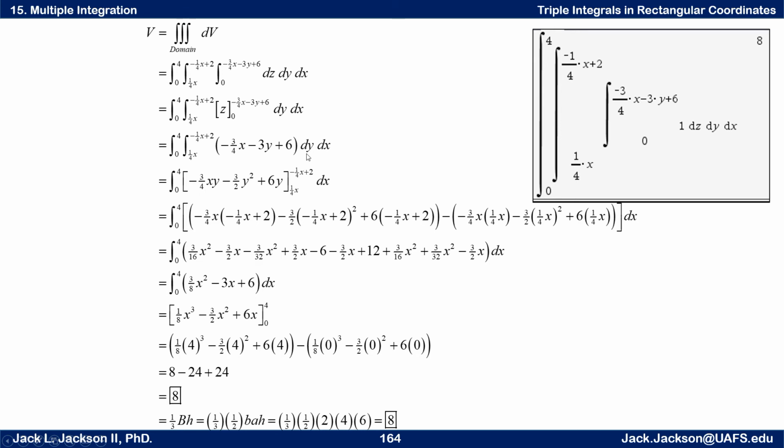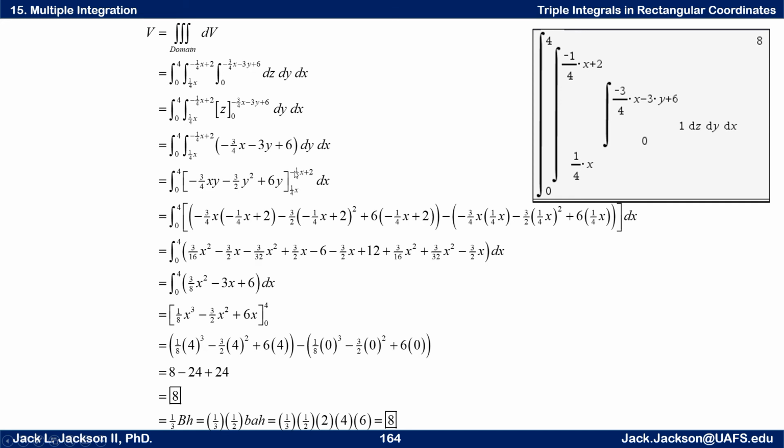Find an antiderivative with respect to y. Take the negative 3/4 x, think of it as a constant, picks up a y as a factor there. This is a power function. Add 1 to the power, that becomes 2. Divide by the new power, makes the coefficient negative 3/2. That's a constant 6, picks up a y as a factor. Now evaluate that from lower limit to upper limit.